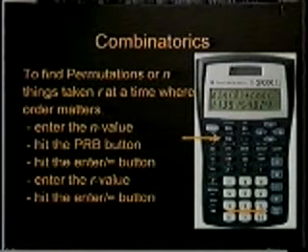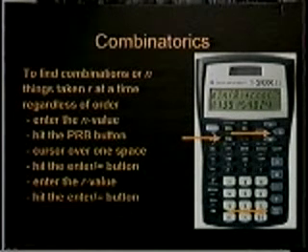On to combinatorics. This is part of probability and statistics, and this occurs often on the PSSAs. To find permutations, or n things taken r at a time where order matters, such as 12 people fitting in a line 4 at a time, because the person who's in first place can't also be in third, so that's how order matters, enter your n value, hit the PRB button, hit the enter button, enter the r value, and then hit the enter button again.